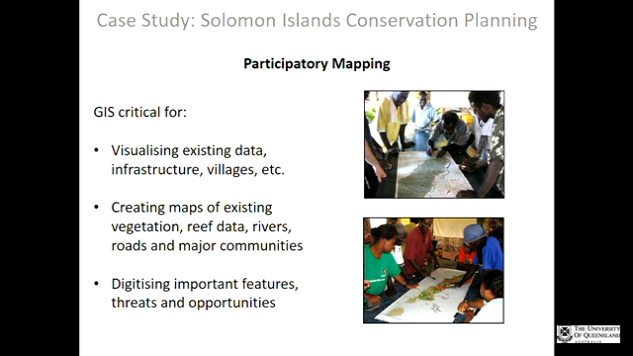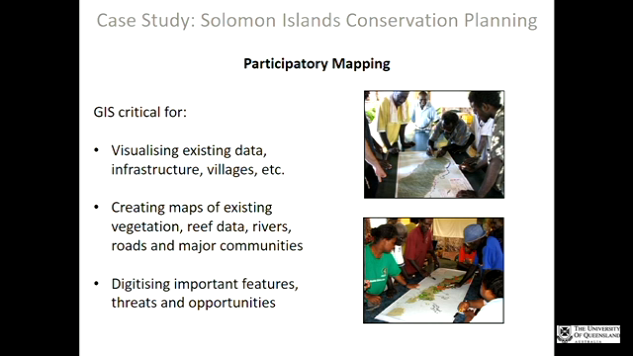So where was GIS important for this? Participative mapping was basically using maps to work with local people to identify and draw lines on these maps showing where the key important areas were. GIS was critical for a number of things. One was just visualizing existing data, infrastructure, and villages, which you can plot on the map. Creating maps of existing vegetation. There was some reef data, rivers, roads, and major communities. That was really to give local people the context on those maps.